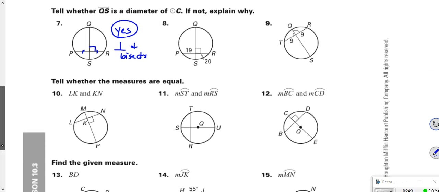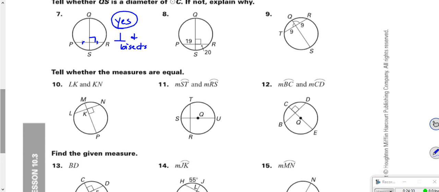Number 10, moving right along, tell whether the measures are equal. Now, LK and KN. It doesn't tell us anything about the lengths of LK and KN. It does tell us that this is perpendicular, but what we don't know is where the center of the circle is. So I can honestly say there is not enough information.